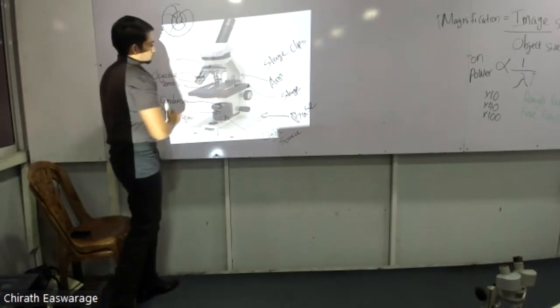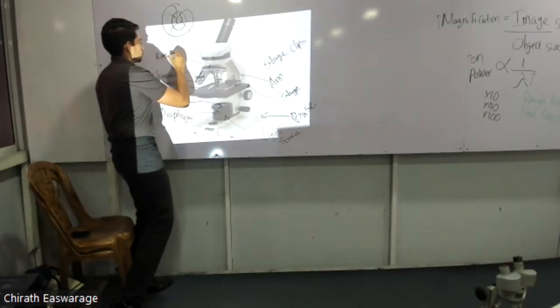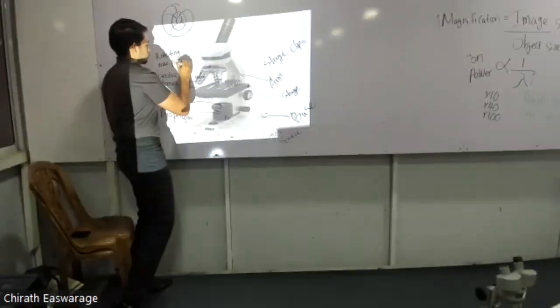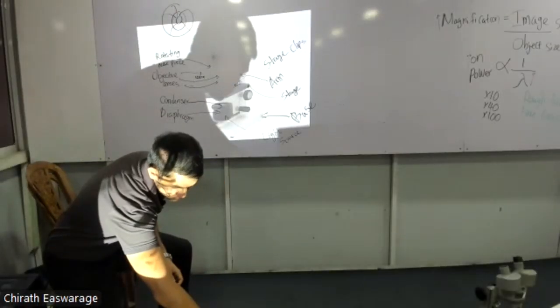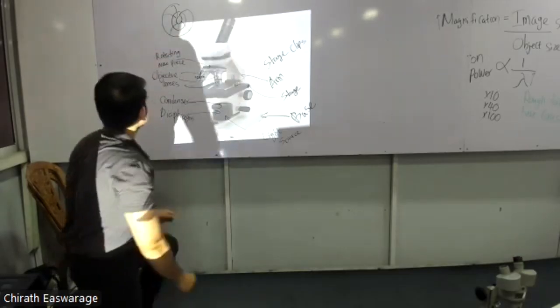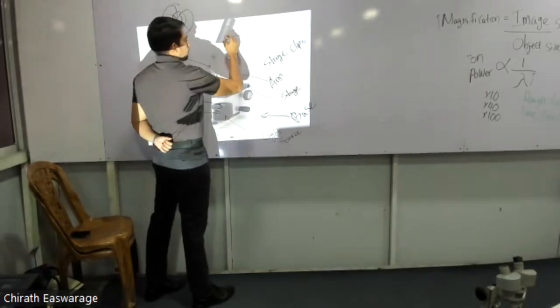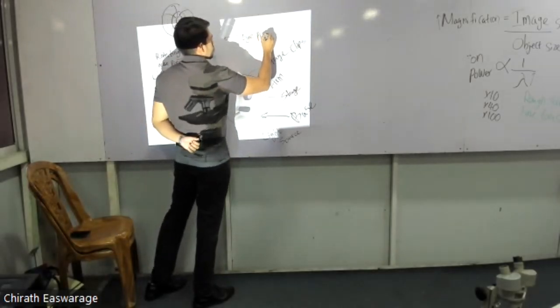What are they attached to? Rotating nose piece. Online students, you can see, right? Rotating nose piece. This is what? Eyepiece.